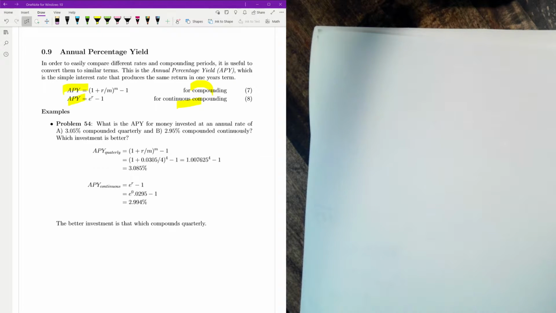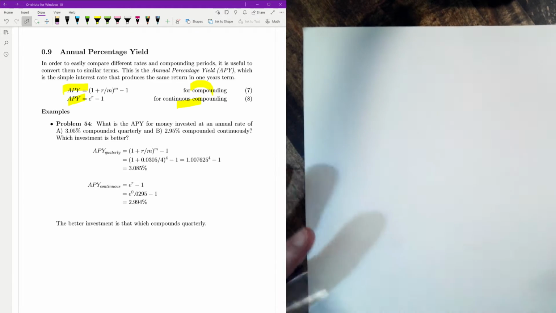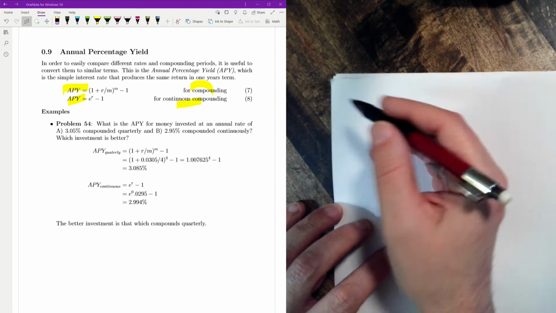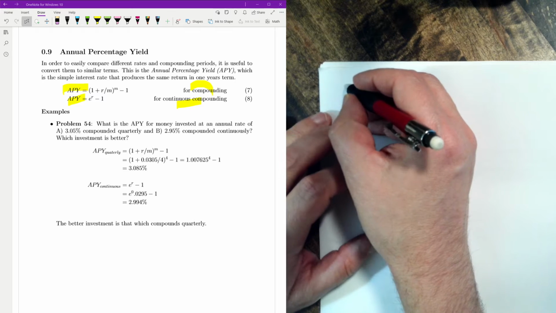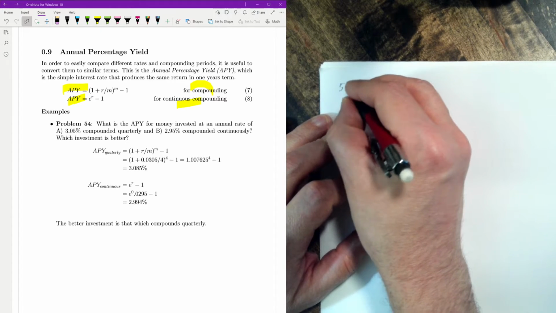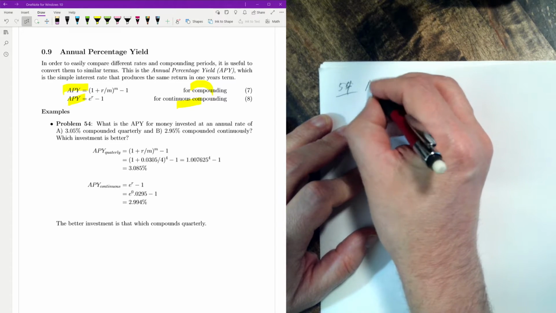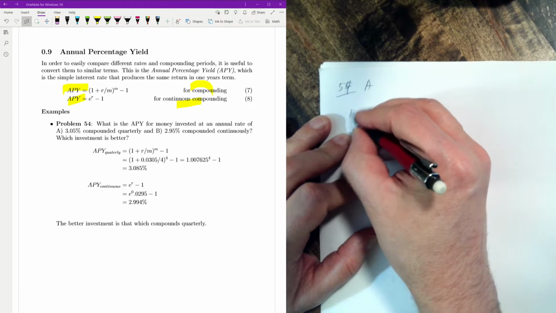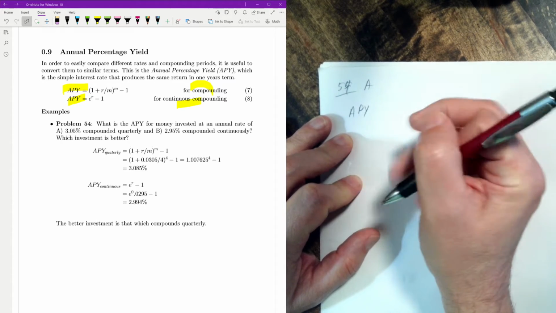So problem number 54. It asks, what is the APY, the annual percentage yield, for money invested at an annual rate of 3.05% compounded quarterly and 2.95% compounded continuously? Which investment is better? So for the first one, let's say 54A.